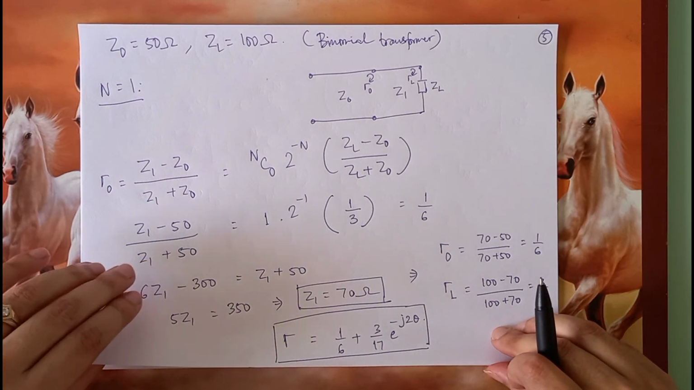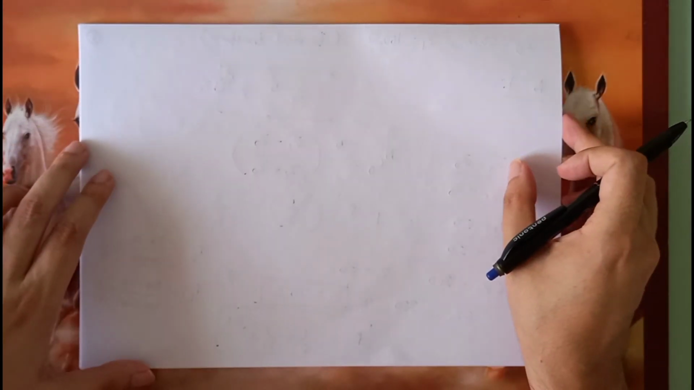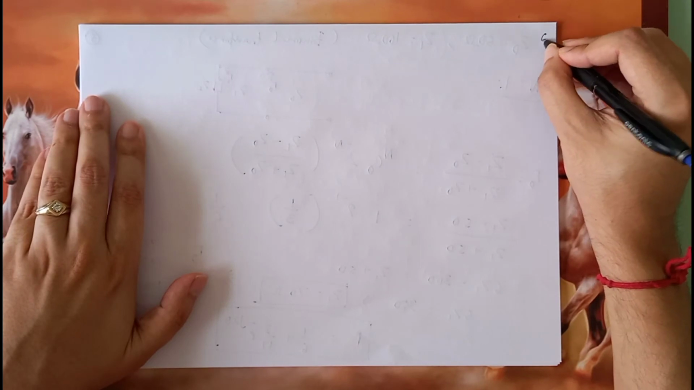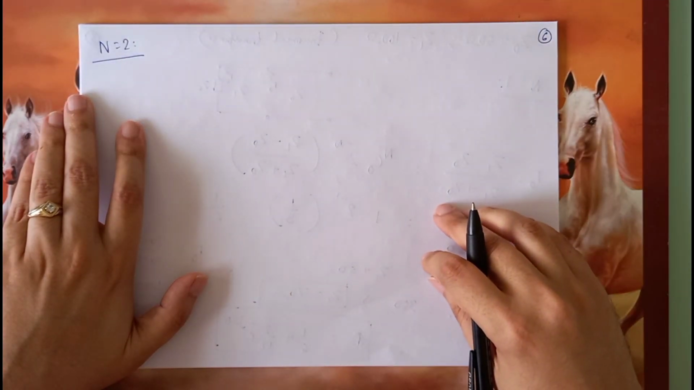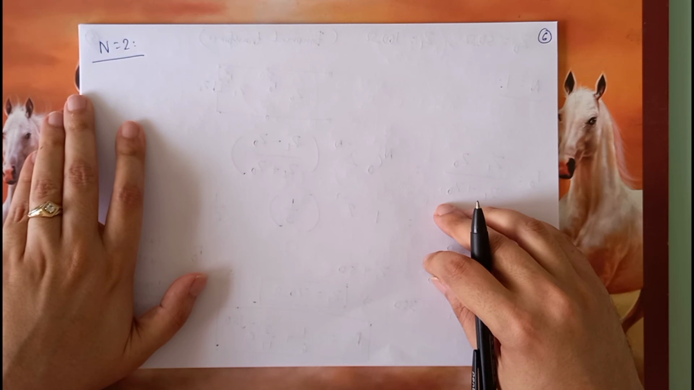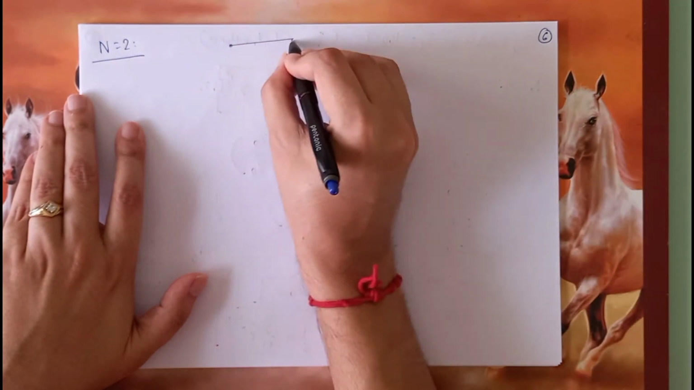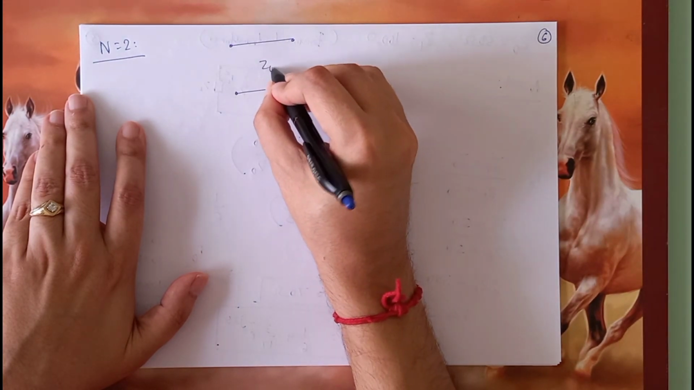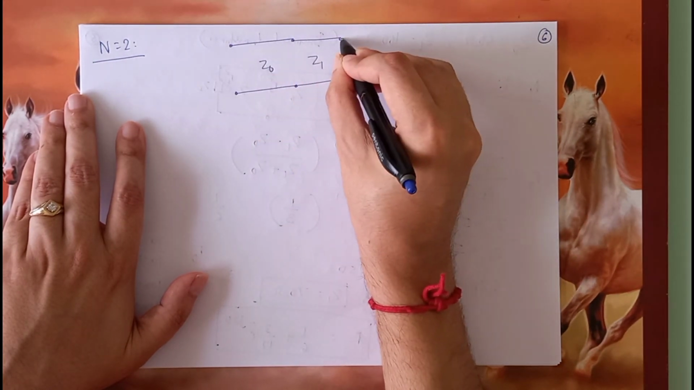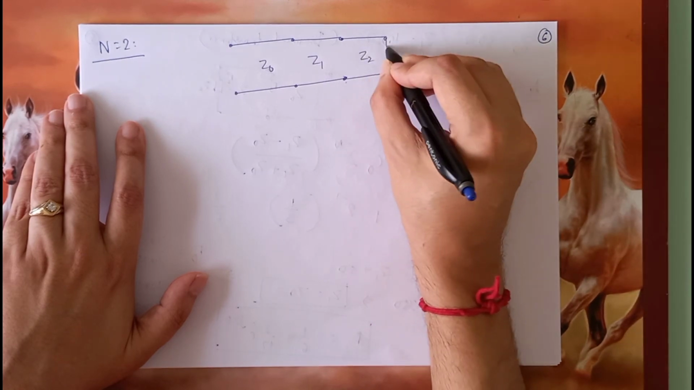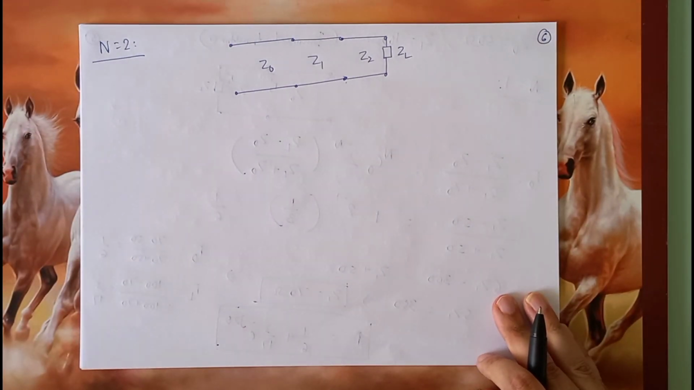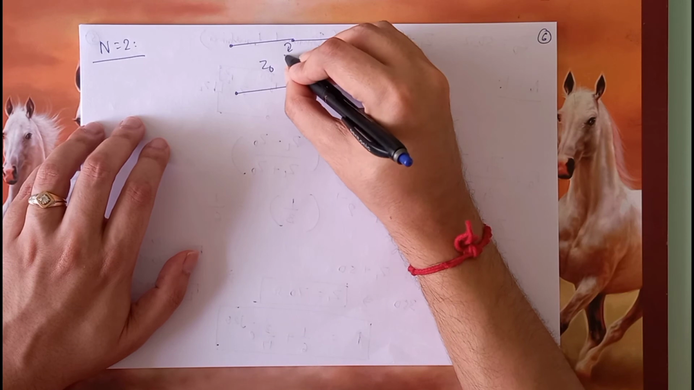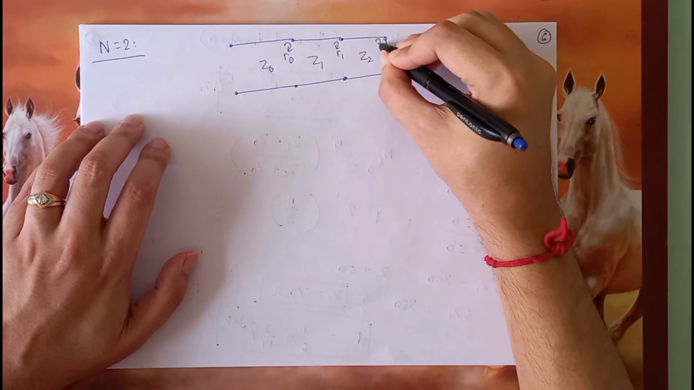So let's take another example. For the same specifications, let us take the case for when N is equal to 2. So then in that case, what we will have is Z0, Z1, Z2, and finally the load, that is ZL. We can mark the reflection coefficients here, gamma 0, gamma 1, and gamma L.